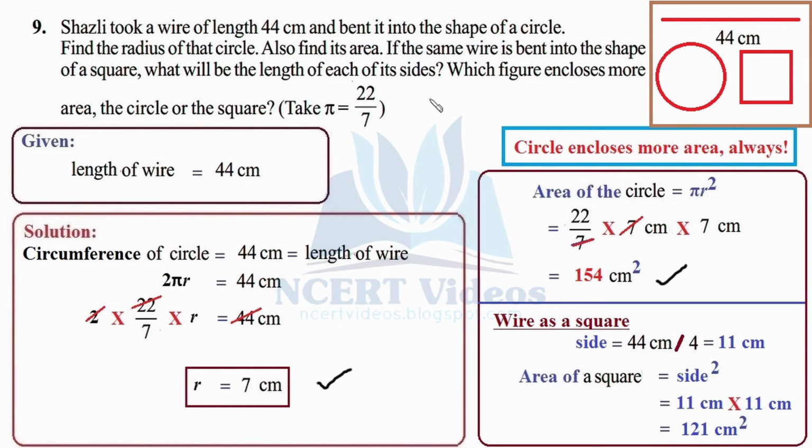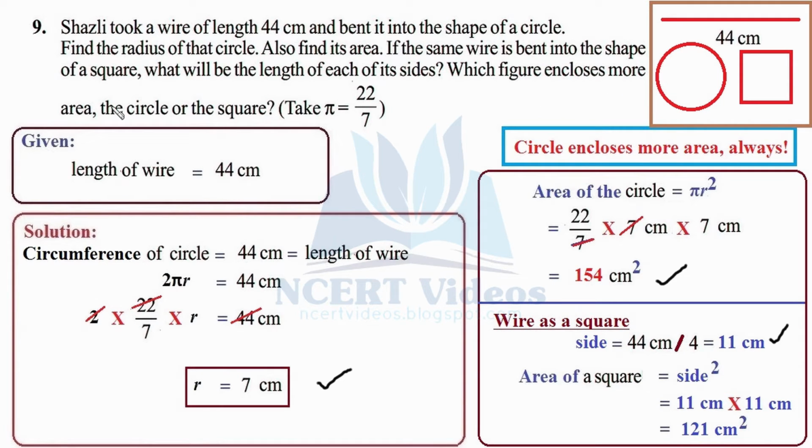We have solved the circle, but then Shazli converted it into a square. So we were required to find the side of a square. What is the side of a square? All sides are equal. That is, if we divide the perimeter by 4, we will get the side. So you don't have to remember the formulas, just use logical power. So 44/4 is 11 because 11 fours are 44. So we have found the side.